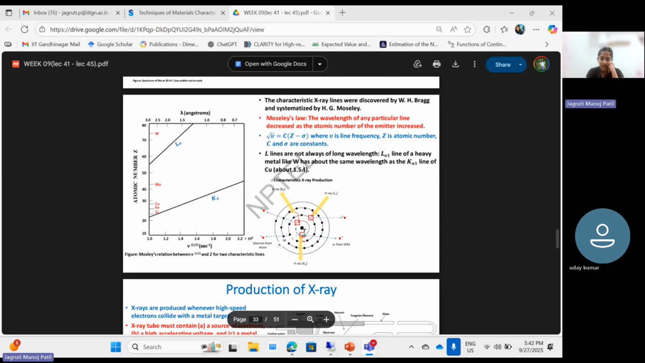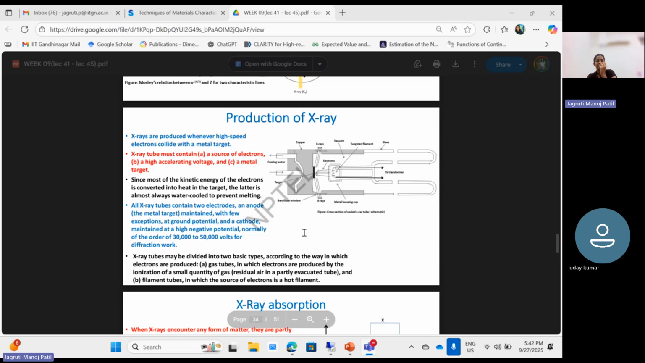Then we come to the production of X-rays. When are X-rays generated? X-rays are produced whenever a high-speed electron collides with a metal target, right? Now, what are the three necessities you must have there? You should have a source of electrons, something to accelerate them, and a target where they will hit and produce those radiations, which will then get distributed further.